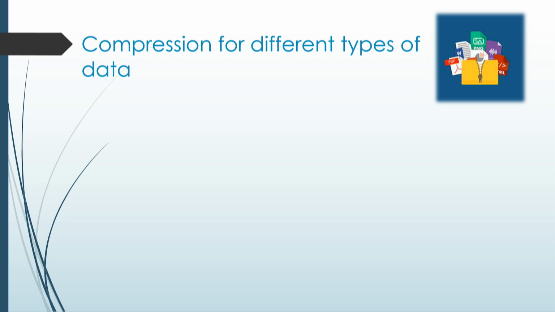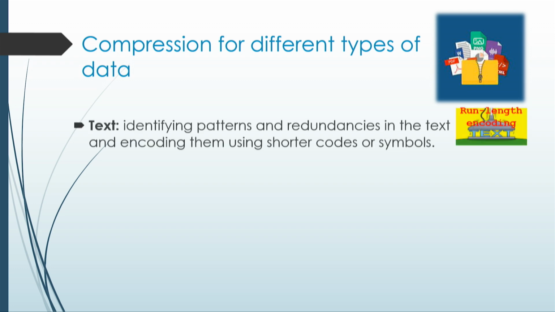There are generally different types of data compression based on the type of data that we want to compress. Text data compression involves identifying patterns and redundancies in the text and encoding them using shorter codes or symbols. The effectiveness of a compression algorithm depends on the type of text and the required compression ratio. A lossless text compression method is run-length encoding that, as mentioned before, replaces consecutive occurrences of the same character with a single occurrence and a count.